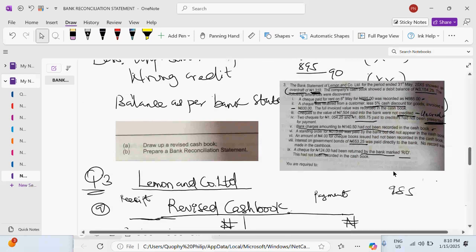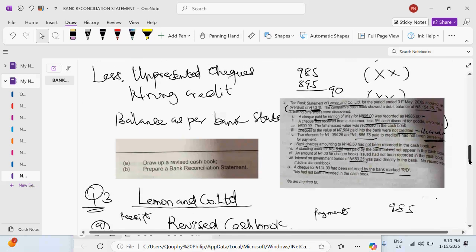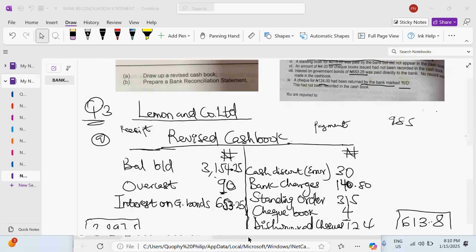Is it with respect to the bank statement? Someone is giving us feedback. Everyone should mute him or herself.